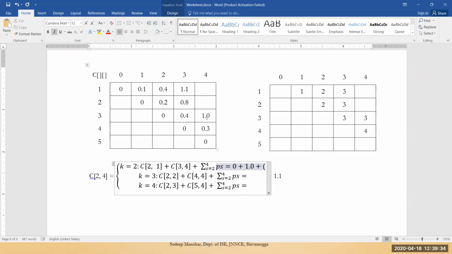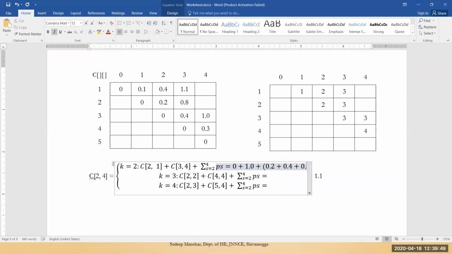So now what is the probability? Probability is from 2 to 4. So sigma, S is equal to 2 to 4. So 2, 3, 4: 0.2, 0.4, 0.3. 0.2 plus 0.4 plus 0.3 is equal to, what do you get? 3 plus 4, 7 plus 2, 9. 9 plus 1 is 10. That is 1.0. You get 1.0 here.